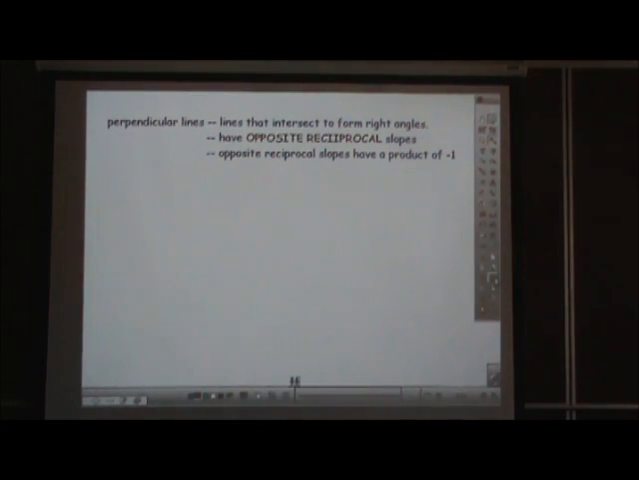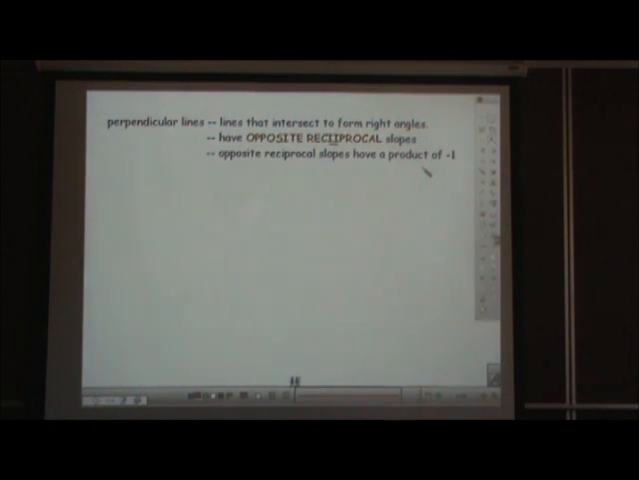In order to be able to get this situation to occur, you have to have opposite reciprocal slopes. And I also realize I can't spell reciprocal. I have two I's and it's just one. So you can fix that as you're writing. Opposite reciprocal slopes have a product of -1.